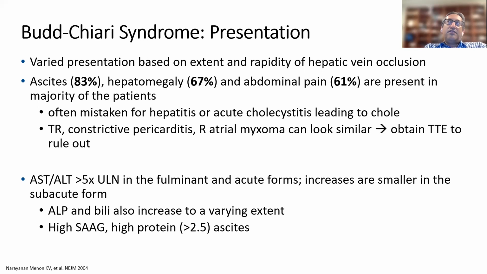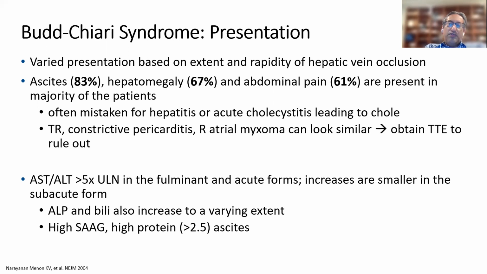When we look at the liver enzymes, even in the acute or fulminant form, the liver enzymes can be elevated. And then occasionally we have seen alkaline phosphatase and bilirubin elevated to a variable extent.